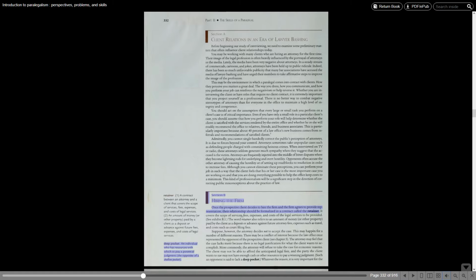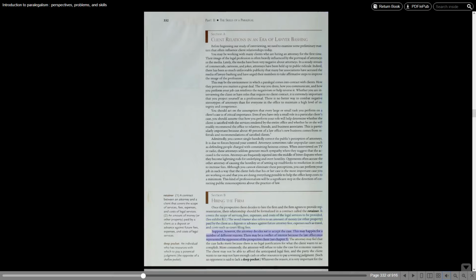Section B. Hiring the firm. Once the prospective client decides to hire the firm, and the firm agrees to provide representation, their relationship should be formalized in a contract called the retainer. It covers the scope of services, fees, expenses, and costs of the legal services to be provided. See Exhibit 8.1. The word retainer also refers to an amount of money or other property paid by the client as a deposit or advance against future attorney fees, expenses such as travel, and costs such as court filing fees.